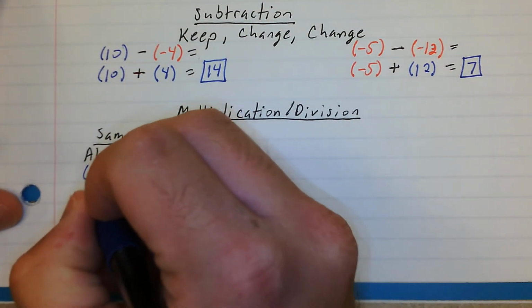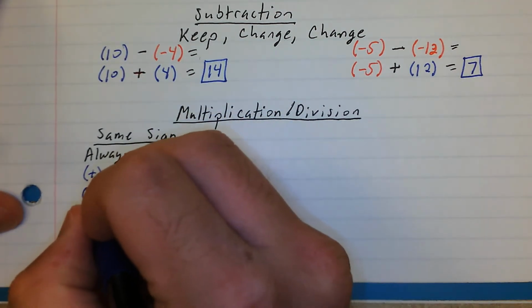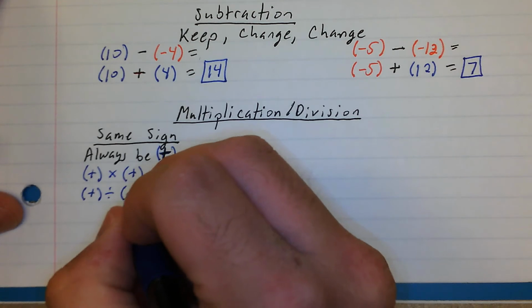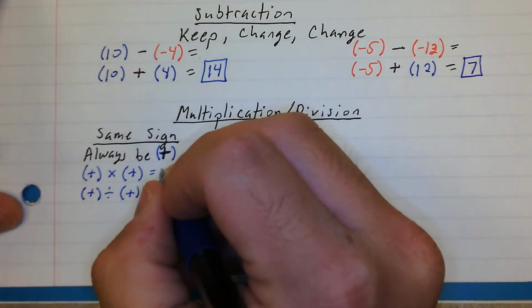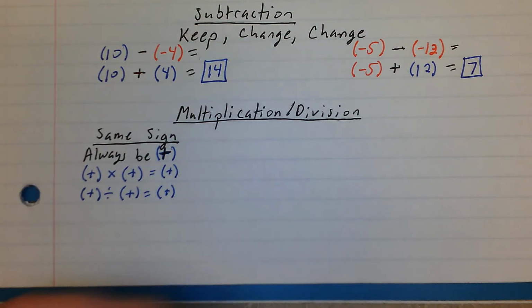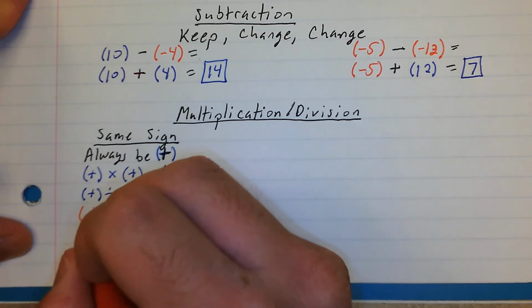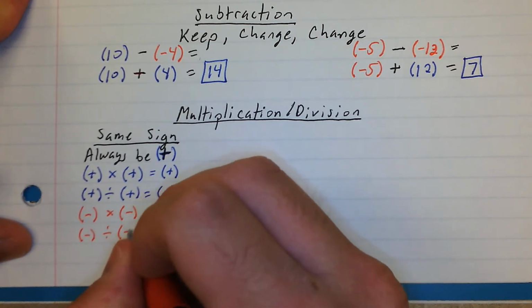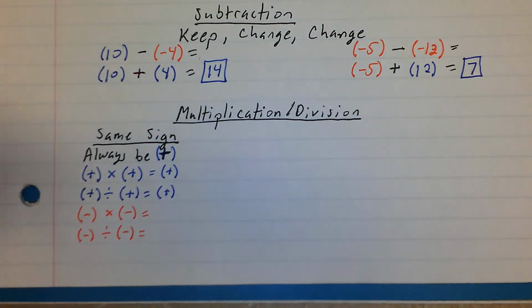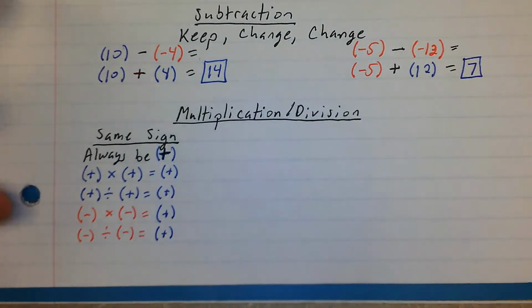So if I have a positive multiplied by a positive, or if I have a positive divided by a positive, then my answer will still be positive. If I have a negative multiplied by a negative, or a negative divided by a negative, then my answer will still be positive. So no matter what, if both numbers have the same sign, the answer will be positive.